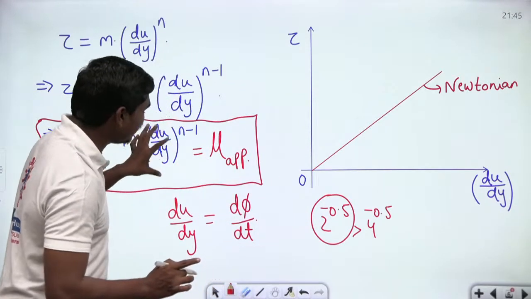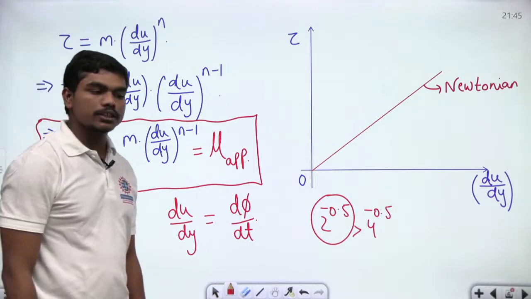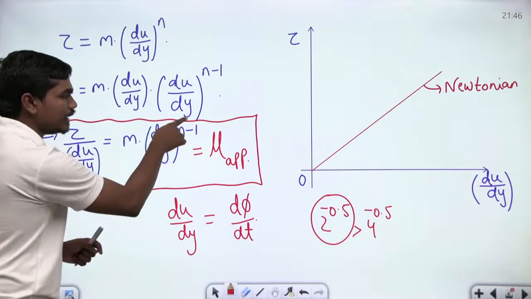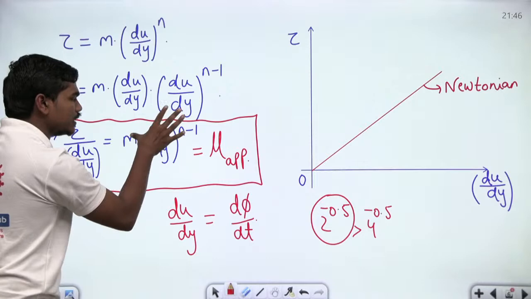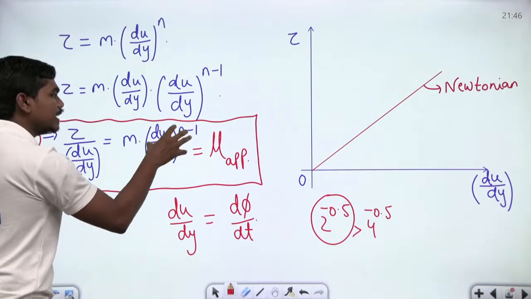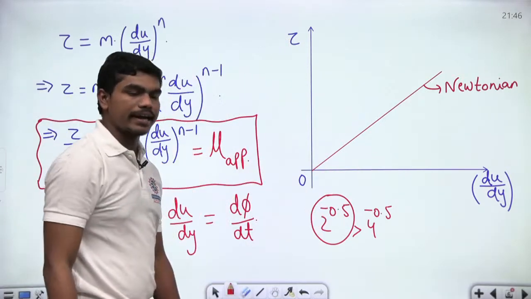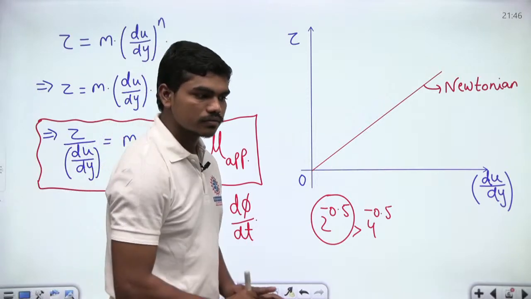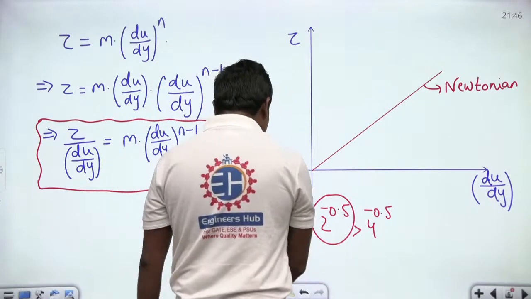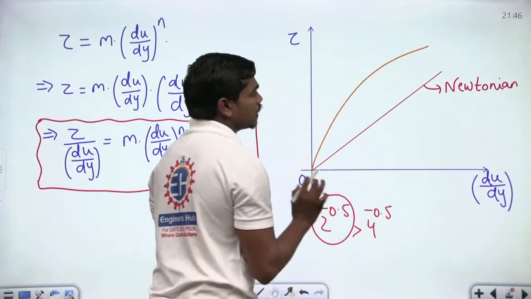Can you understand one thing? As du by dy is increasing, this slope, tau by du by dy, is decreasing. Yes or no? Please try to understand. As n is less than 1, this value keeps decreasing as you keep increasing du by dy. So the slope of this fluid on the tau versus du by dy diagram decreases. Will you all agree with this? If the slope is decreasing with increase in shear strain rate, how would the graph look? The graph would look something like this. So you can see clearly here, correct?